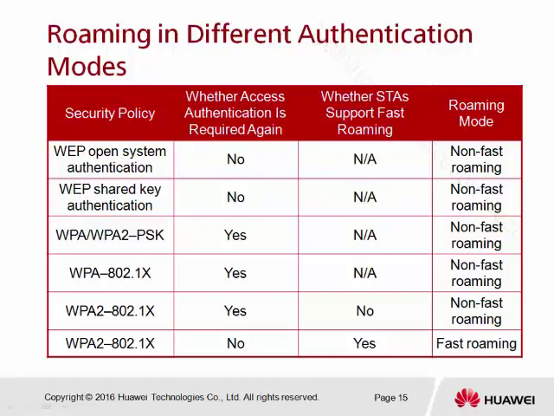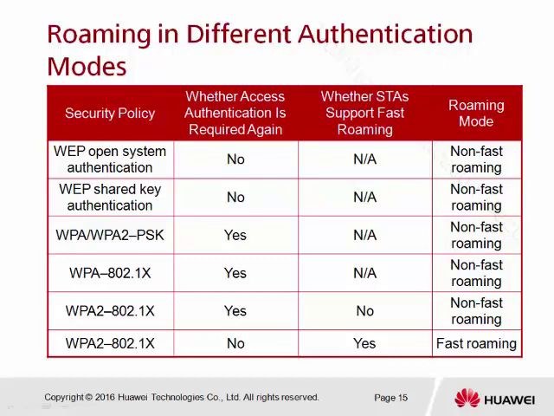But for the next one, you can see that WEP does not support fast roaming. None of them can run fast roaming. Then the next one, WPA or WPA2 when using PSK. Then the next is WPA using 802.1x. For these two modes, they are not allowed to run fast roaming.